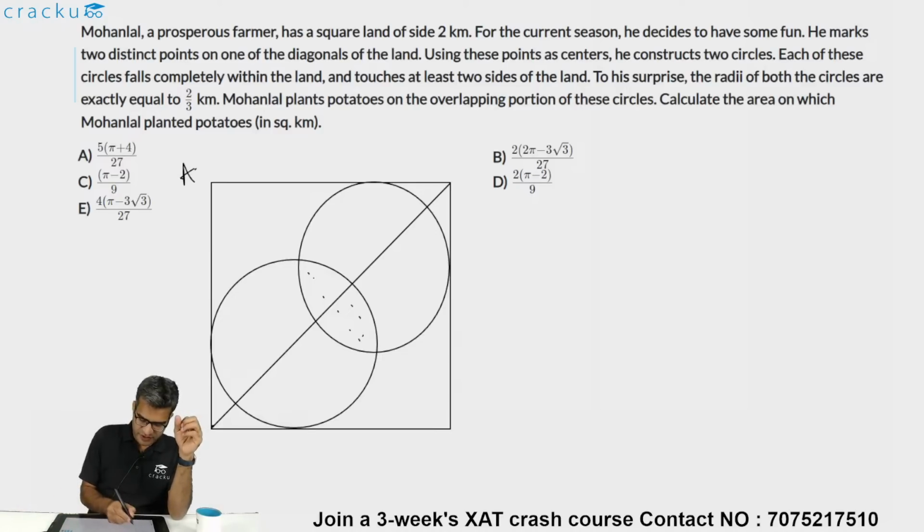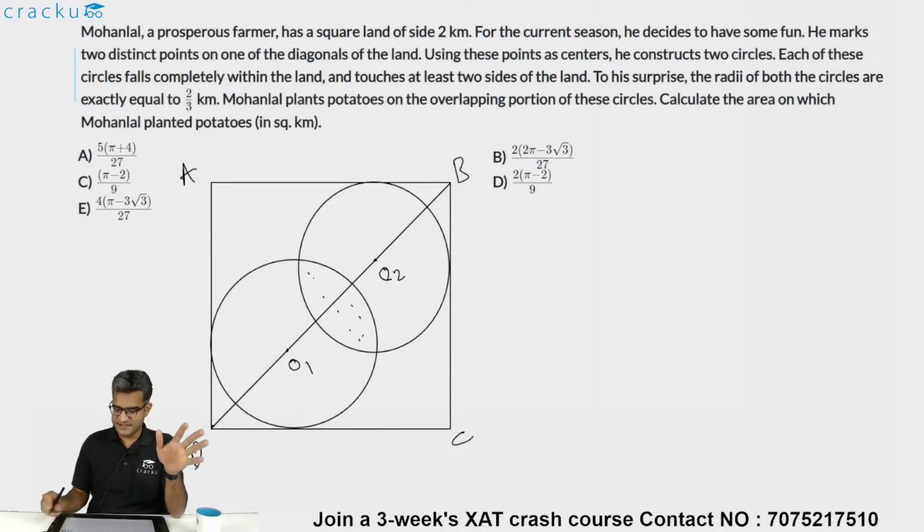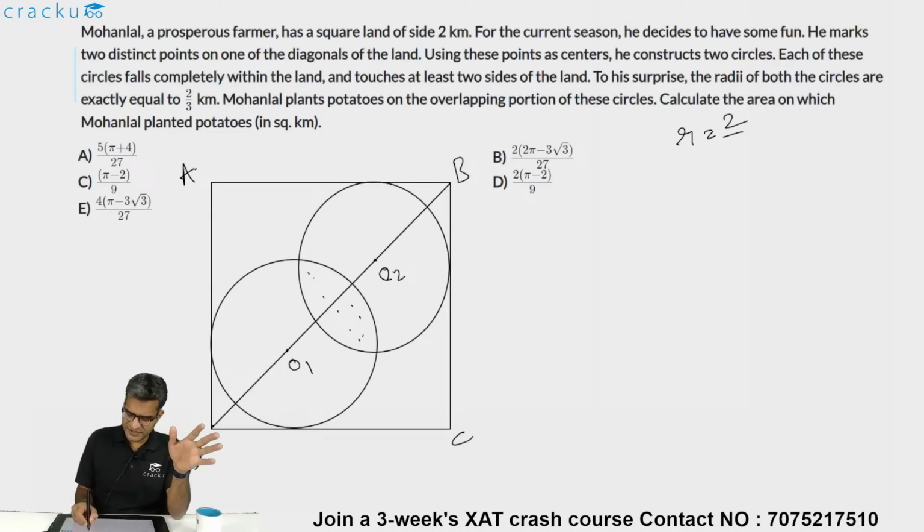Let us assume that the square is A, B, C, D. Let the center of the first circle be O1. Let the center of the second circle be O2. The radius of both the circles is the same. That is given. That is equal to 2 by 3. For the sake of this, this is 2 by 3. So now if we draw a perpendicular from O1 to this, again point of intersection of the tangent, this will be 2 by 3. This will be 2 by 3.